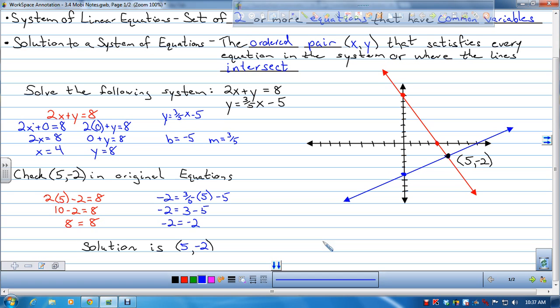Okay, so when you're graphing, it's important to go ahead and check it, because as we know, our graphs can sometimes be a little off. So we'll want to make sure that we check those answers algebraically by plugging them in to the original problem.